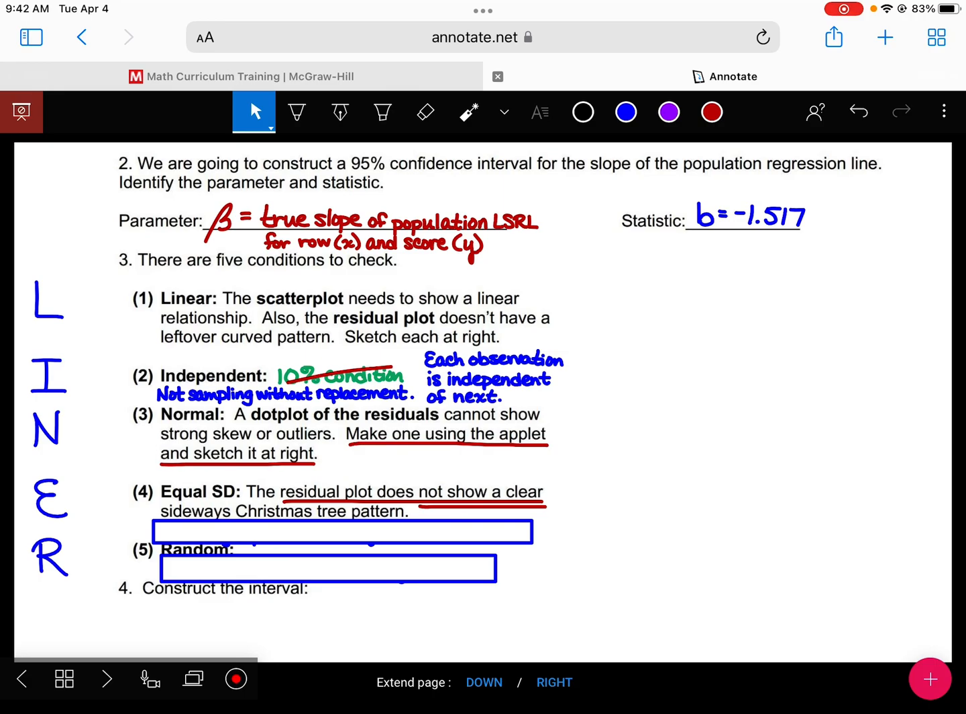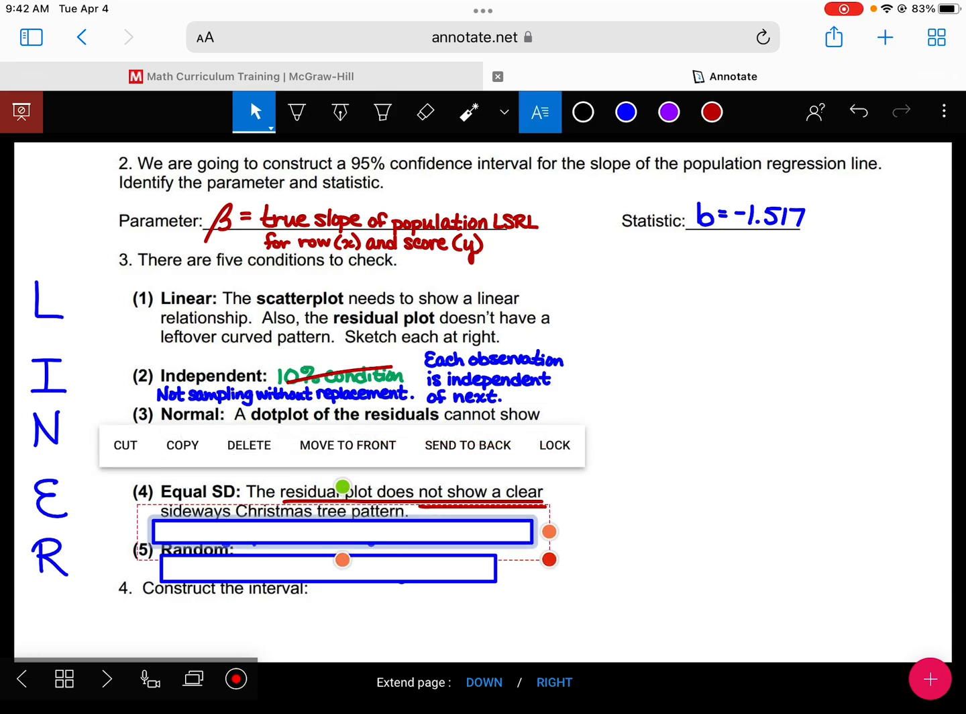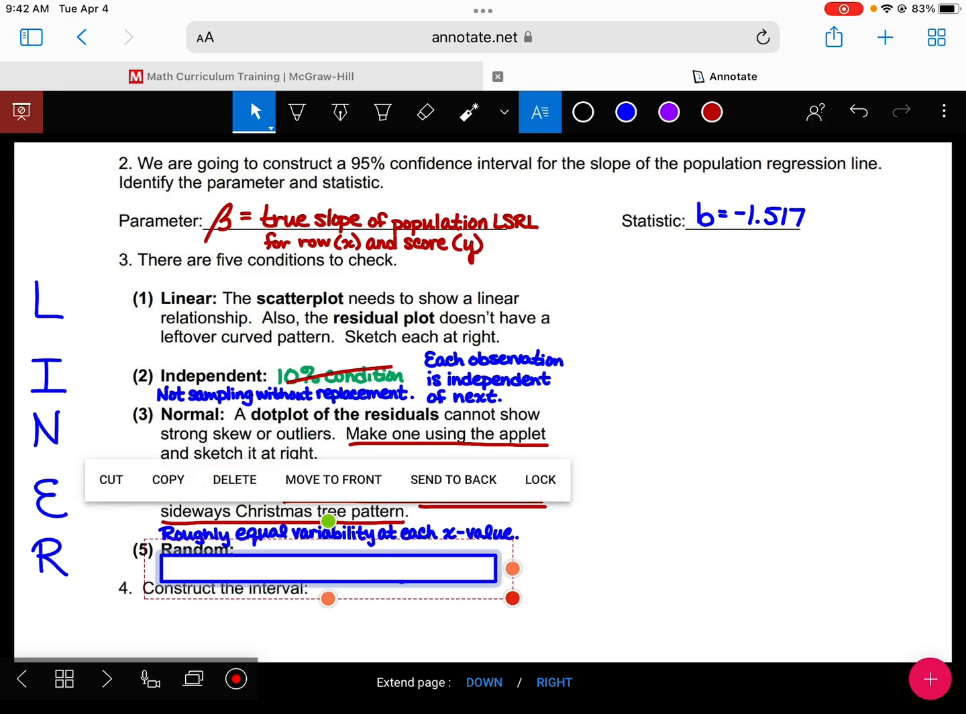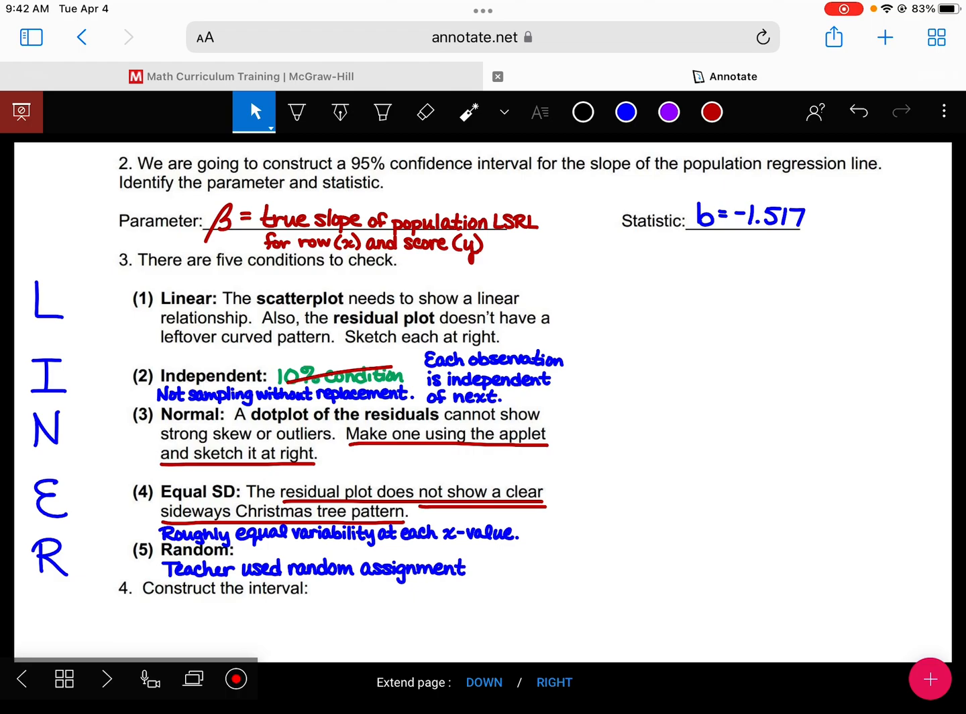Did you guys get your sketch? All right, I'll have it up in the notes later if you need it. So we want roughly equal variability at each x value. We're going to end here for today, random. Do we have our randomness condition met? Yes. Where were we given that? Random assignment, yes. Teacher used random assignment, so we have our randomness condition met.